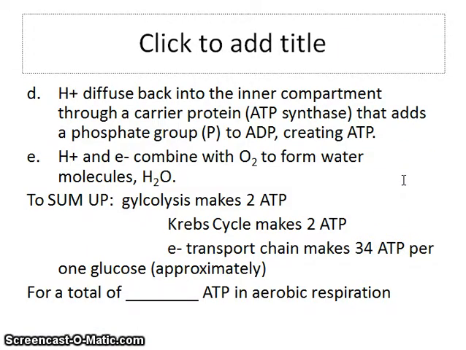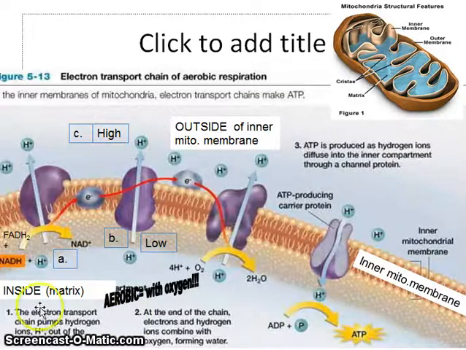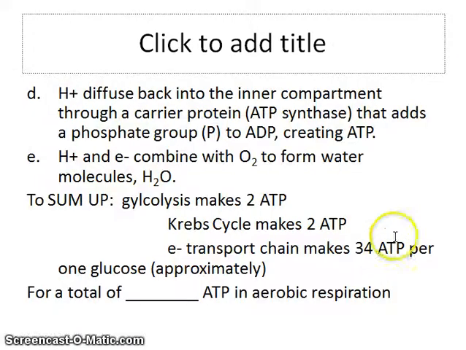The hydrogen ions diffuse back into the inner membrane through a carrier protein, which is ATP synthase, that adds a phosphate group to ADP, creating ATP. So this sounds just like photosynthesis, and it is just like photosynthesis. So this is letter D. I'll read it again.